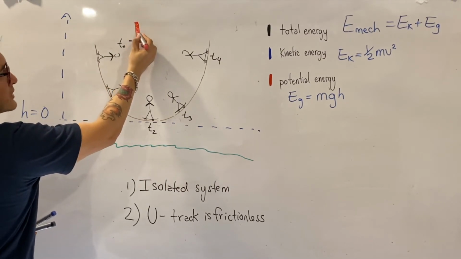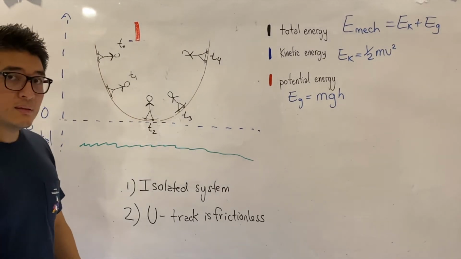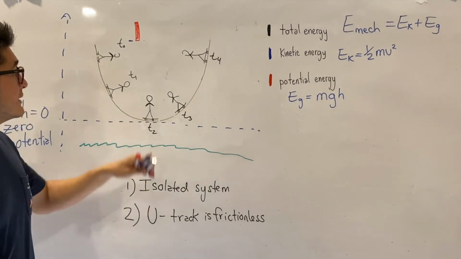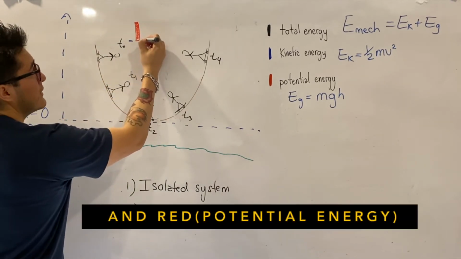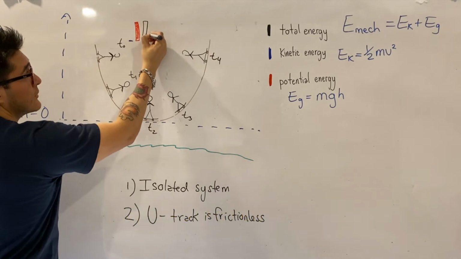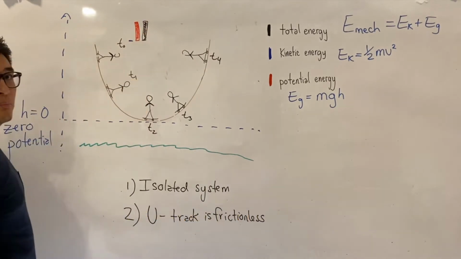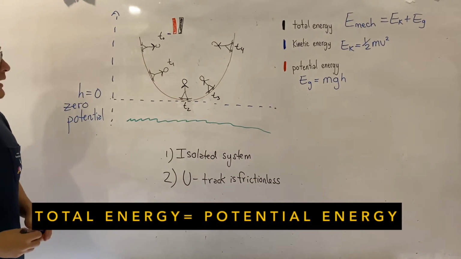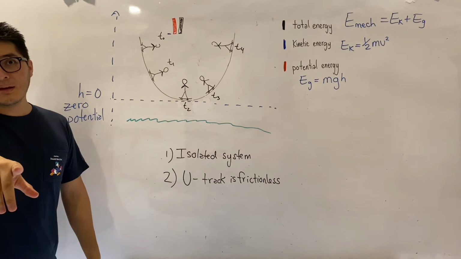So again, I'm using bar charts to represent this. And because our total energy, which is our mechanical energy in this case, is the sum of these two, they should give you the total energy, which in this case equals all the potential energy. Great. Don't worry, it's going to make a bit more sense, so stay tuned, don't click out yet, stay with me.